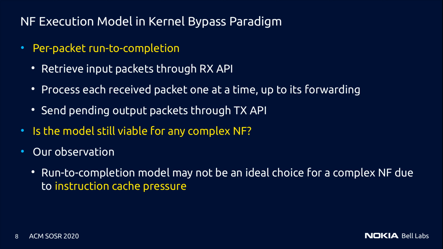Before answering this question, let's take one step back and consider the typical network functions execution model. In the kernel bypass paradigm, which is quite established in the NFV workload nowadays, the most dominant NF execution model is per packet run to completion. Although this model is designed to achieve high performance packet processing in user space, a question is whether the model is still desirable for a complex network function such as IP reassembly.